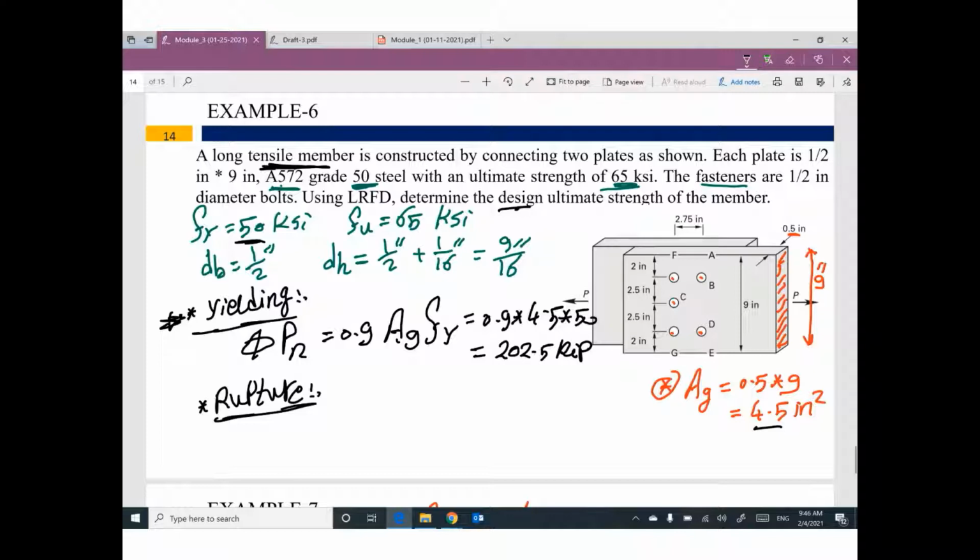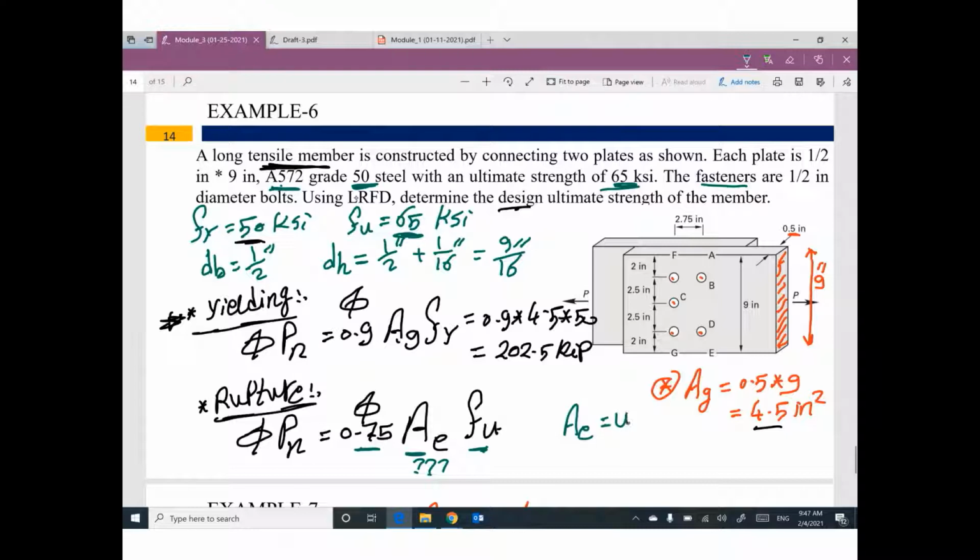However, we need to check rupture. Rupture is related to the location of the bolts. We have phi Pn equals 0.75, which is the value of phi. The value of phi for yielding was 0.9. Then area effective times F ultimate. Everything is known in this equation: F ultimate 65, phi 0.75. Area effective is the only unknown, so we need to figure out its value. I understand that area effective equals U times area net.